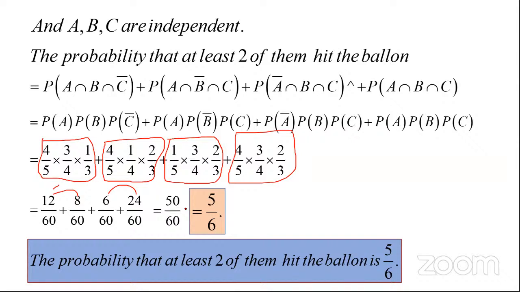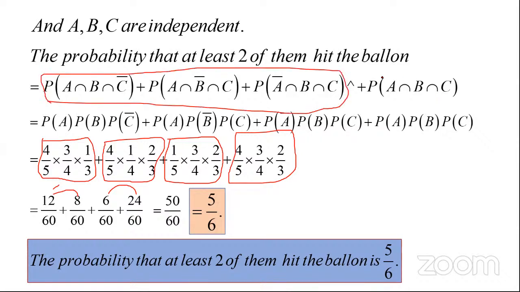This is the answer. Here, given that independent events are there, for the probability that at least two of them hit the balloon, I'm taking one will not hit the balloon, so two hit and one does not. The first three terms are for that. The last one is where all three hit the balloon. Because it says at least, that's why we are taking this.